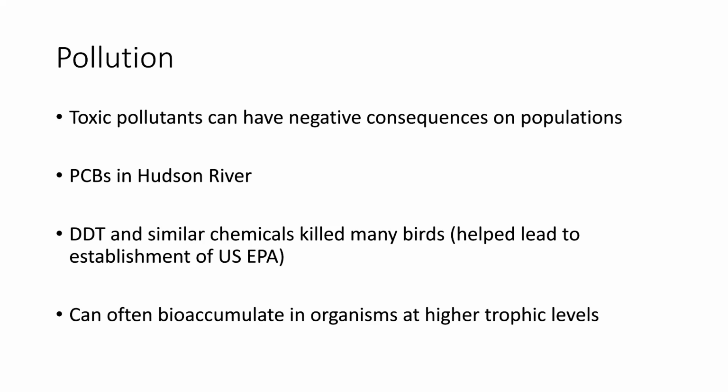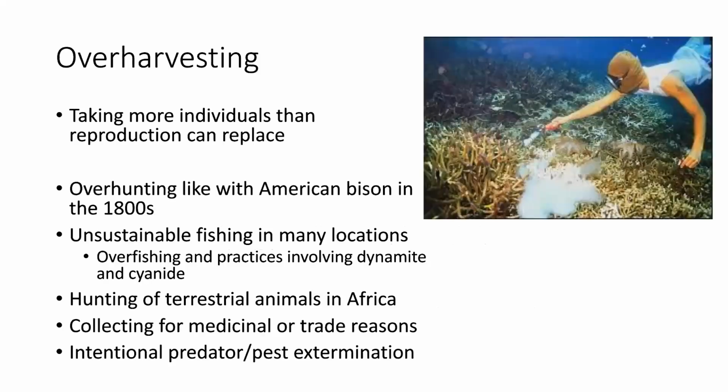And then, like I said, these chemicals often accumulate higher up in the food web at higher trophic levels, because they're going to be present in the lower organisms, which are then going to be eaten by the carnivores, the higher trophic level organisms. And then those chemicals are just going to remain in that animal, because they're not going to be broken down.